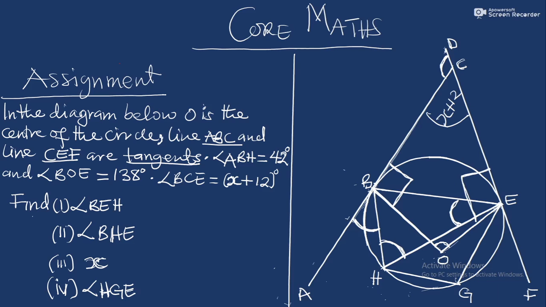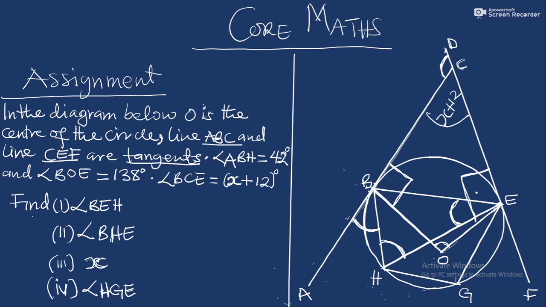90 degrees. Okay, and we know from plane geometry 1 that the sum of interior angles of a quadrilateral is what? 360 degrees. Good. Now, we also know that 180 plus 180 will give us what? 360 degrees. Now this 90 degrees plus this 90 degrees will give us 180 degrees.